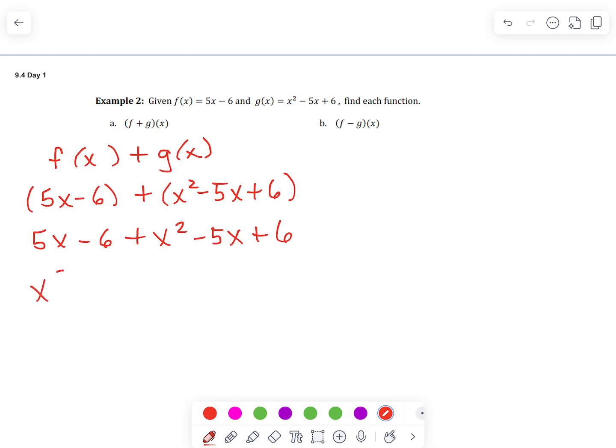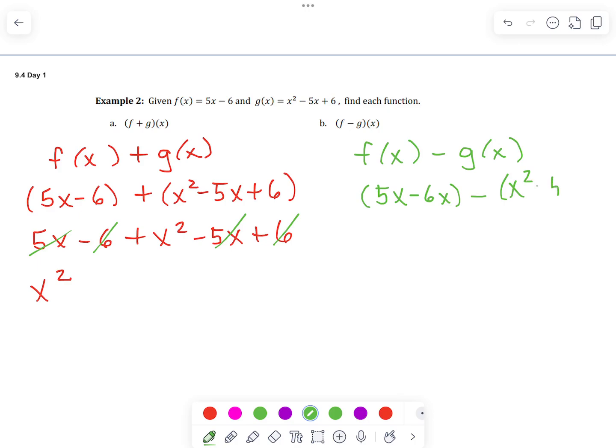So our first term is our quadratic term, x squared. Then positive 5x and negative 5x cancel out. Negative 6x and positive 6x cancel out. So you're just left with x squared. The second example, we're going to subtract f of x minus g of x. So f of x is our linear minus g of x, our quadratic.